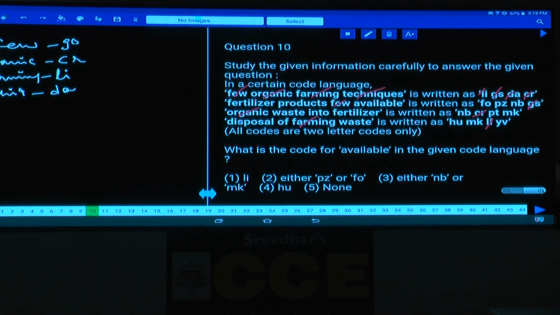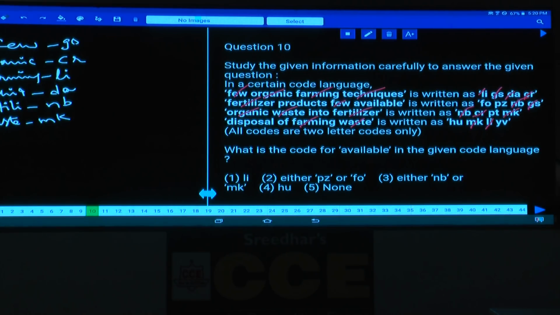Then compare the second and the third. Fertilizer products available. Fertilizer is the word which is common between these two. And what is the code common between these two? NB, PT, NK. NB is common between these two. And the code to the word fertilizer is NB. Then compare the third one and the fourth. Waste is the word which is common between these two. And what is the code common between these two? MK is common. And the code to the word waste is MK.